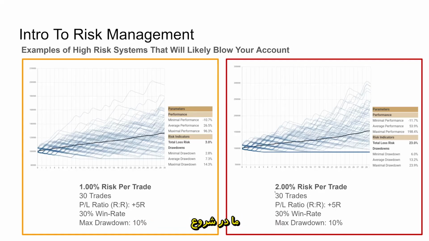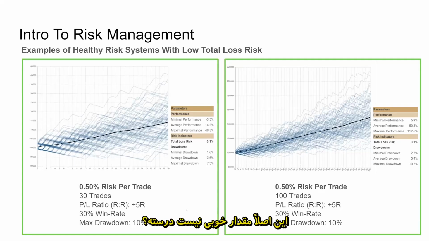Why? Because if we start at the very start here, all it takes is 5 losses in a row to take us to negative 10% in account equity, if we're risking 2% per trade. That's not really good odds, right?